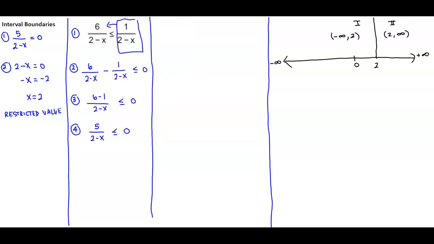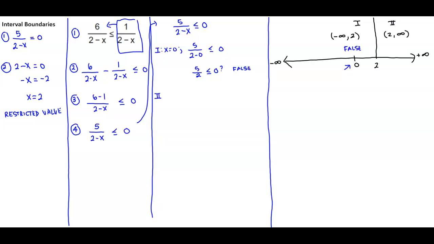Now let's go ahead and test some points here. So we're going to use the rational inequality of 5 divided by 2 minus x less than or equal to 0. So for interval 1, we can pick 0. So x is going to equal 0. We have 5 over 2 minus 0. Is that less than or equal to 0? Well, this becomes 5 over 2. 5 over 2 is not less than 0, so therefore it is false. So it's false for region number 1.